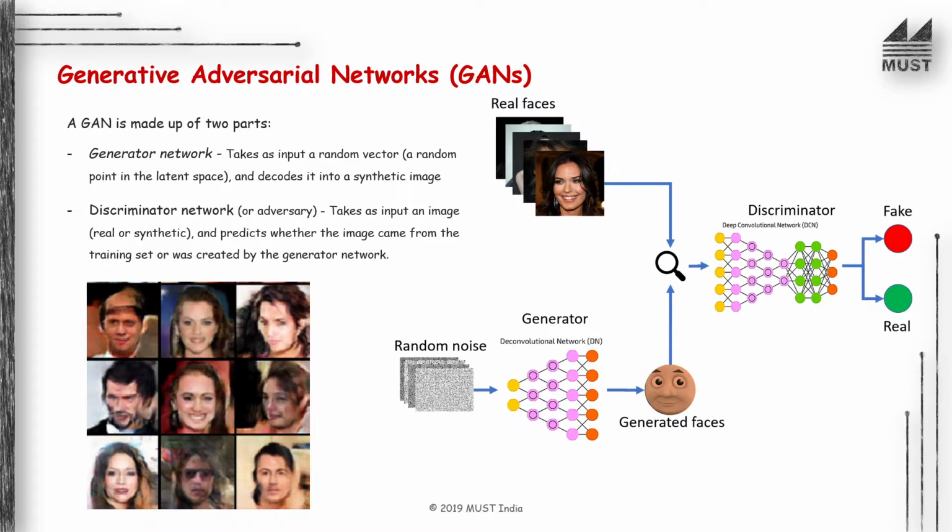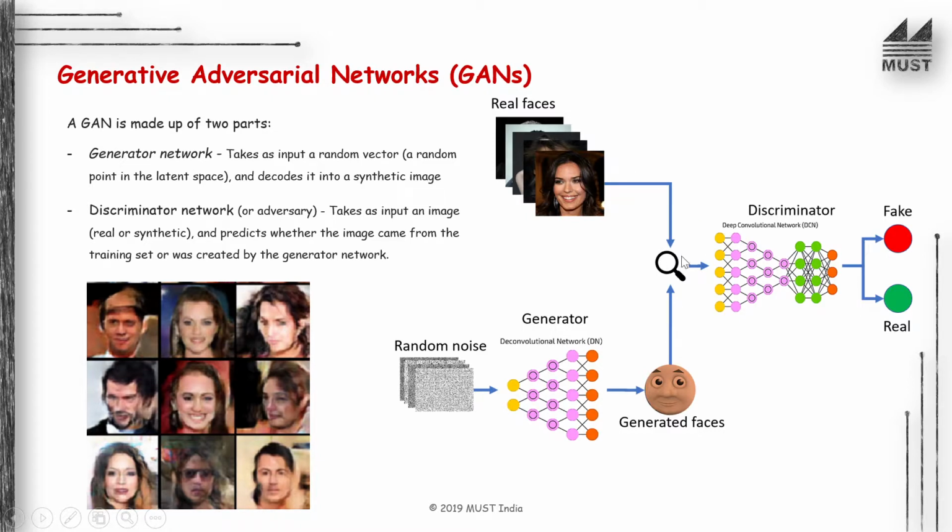So in GANs, there are basically two parts. It will have a generator network and it will have a discriminator network. Initially, your generator network will take a random vector and try to decode it, and from this generator you will get a generated face. In the first iteration, your generated image will look very naive, but it is compared with the real images, in this case real faces.